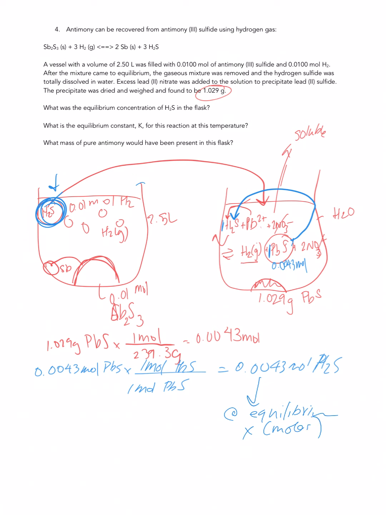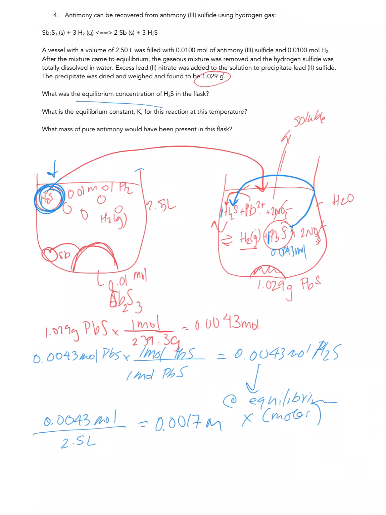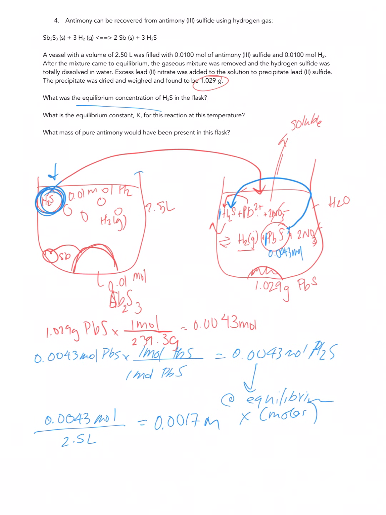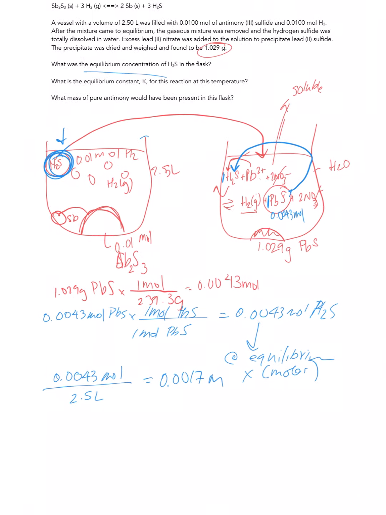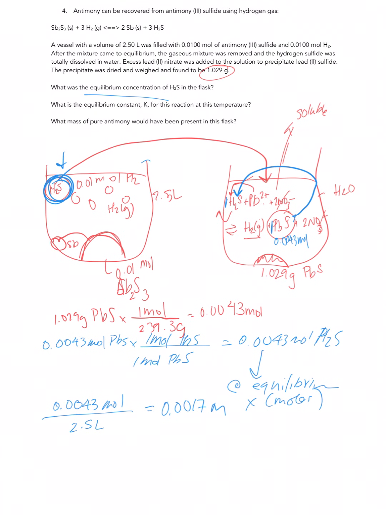If we want to find the equilibrium concentration, we can take 0.0043 moles and divide it by 2.5 liters, and that gives us 0.0017 molar. Wonderful. Okay, so then that asks us the question, what is the equilibrium constant? This is where we have to set up our RACE table. Alrighty, so we want to start by converting moles into molarity.